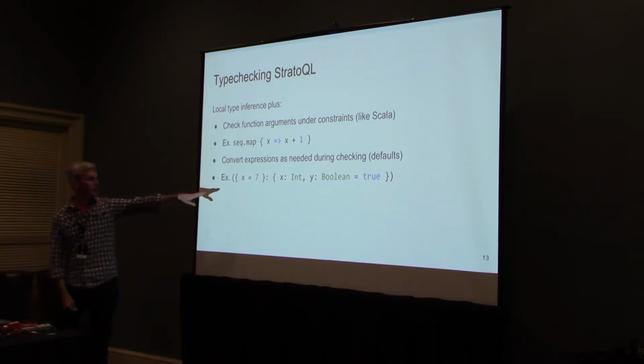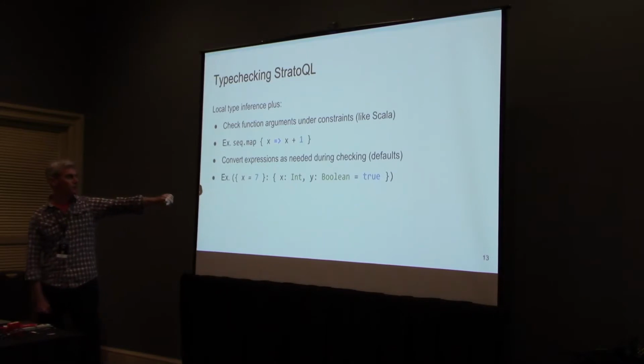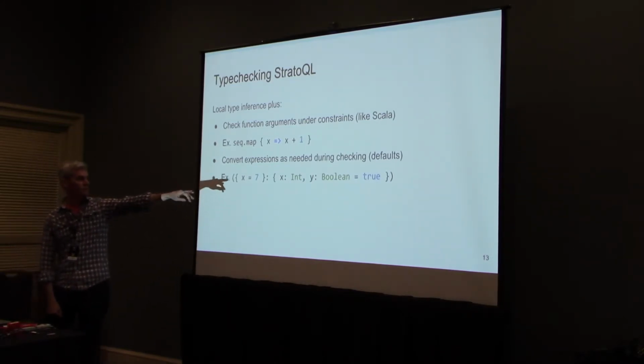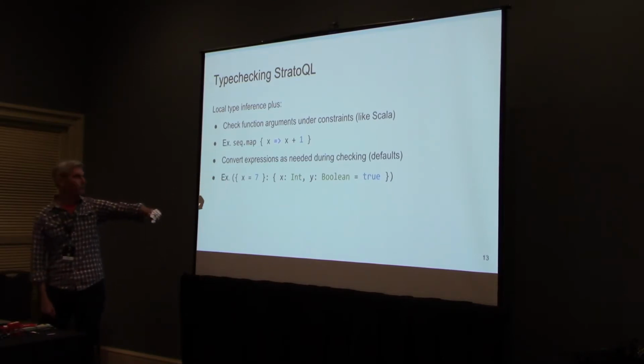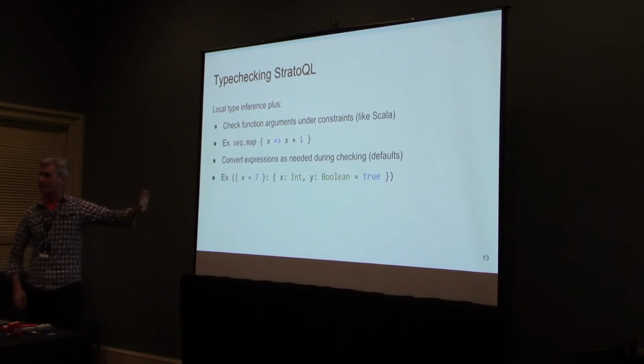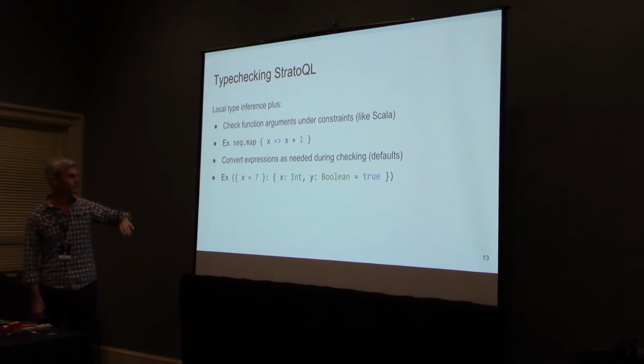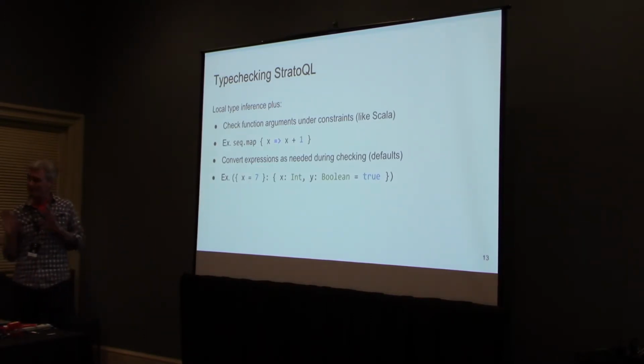So here I've written down an incomplete record for the type. I've just given x equals 7, but when we check this expression against this type, which has a default value, we can just fill in the y field. And so that's something that happens as part of the checking process. And this has turned out to be a super useful facility for a million things, and we use it all over the place to do various somewhat unprincipled conversions that are very convenient. So that's how it works.